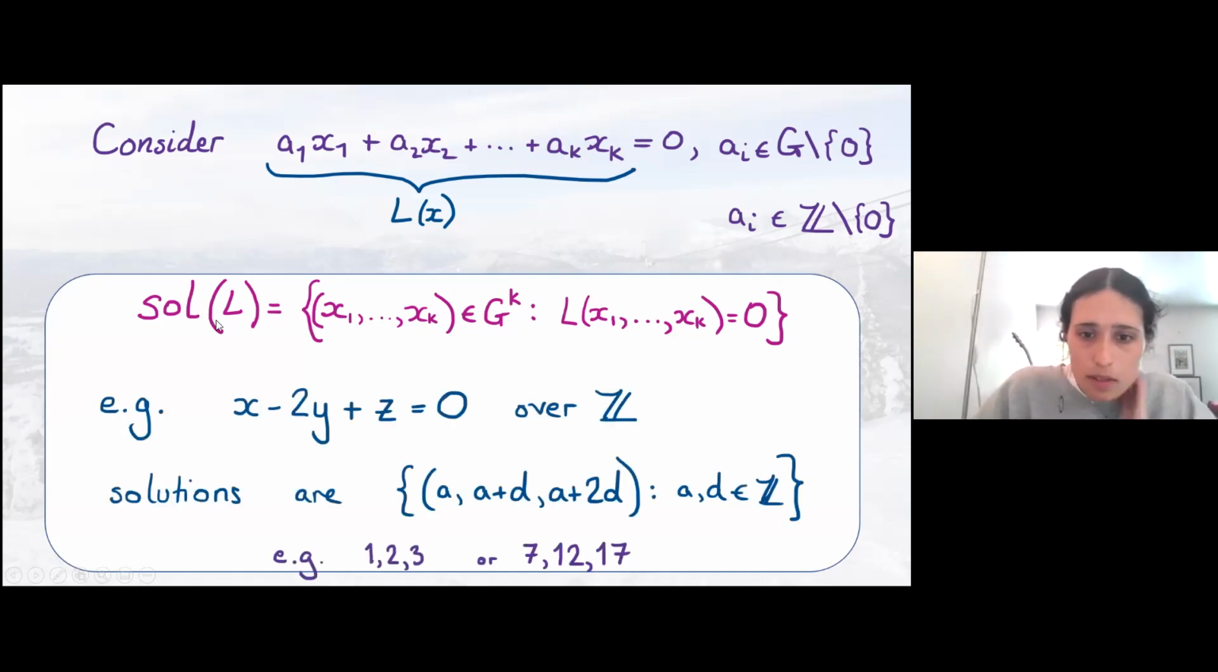So for example, if we consider this equation here over the integers, what are the solutions here? Well, they're parameterized. If we pick integers a and d, we can see that the solutions are parameterized by a, a plus d, and a plus 2d. This is just the usual 3-term arithmetic progression, right? And you can see that because of the way it's parameterized, this is a 3-term arithmetic progression. Two examples are here.